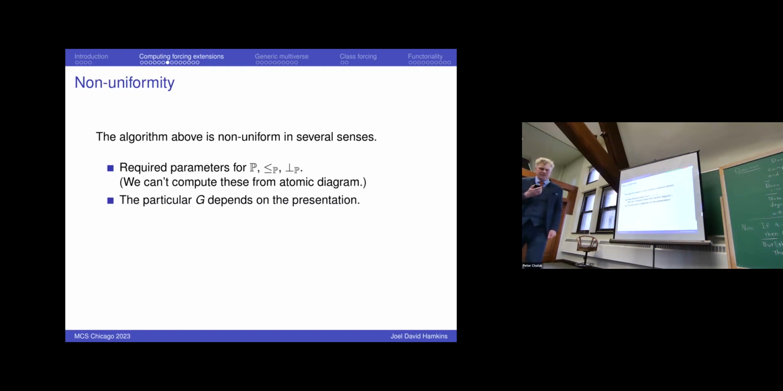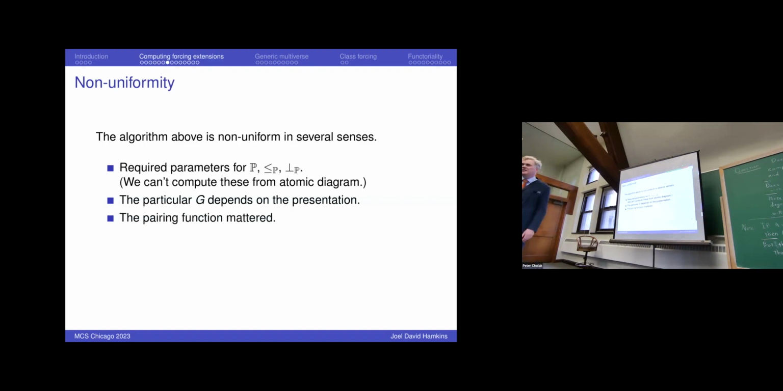But also the G depends on the presentation, because if I rearrange, if I just permute, then of course the order of the dense sets is going to be changed, and I might end up picking a different descending sequence, a totally different one. It could even be that the M of G prime that you build that way is not even elementarily equivalent to the M of G that you get the other way. So it's highly sensitive to the order in which the presentation is made.